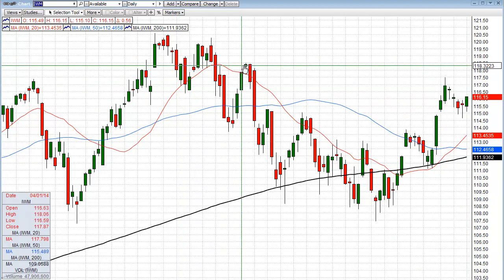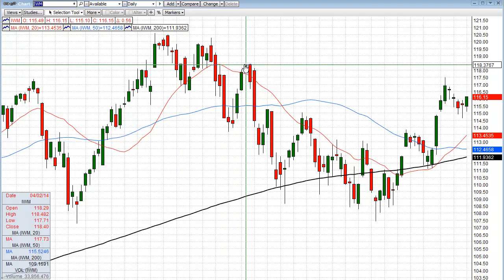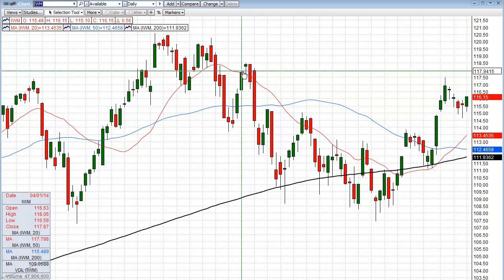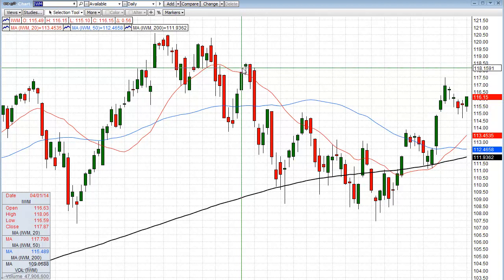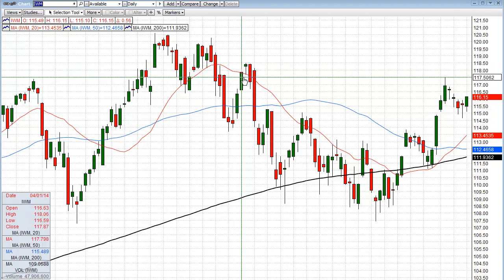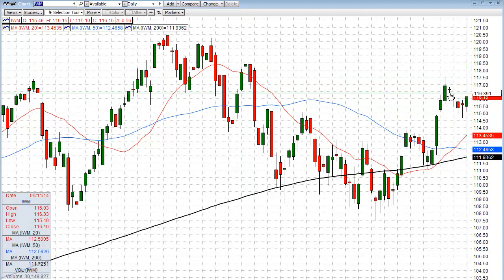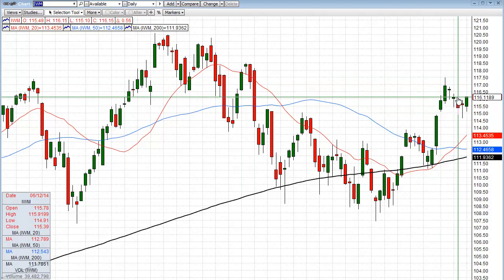However, you're going to be hard pressed to beat this 118 area, even 117 or 118, we'll call it, 118 to 118.50. You're going to be hard-pressed to beat that area. So we'll see what happens. It's possible, but I just want to make you aware that you're seeing some bullish pattern develop in the IWM.